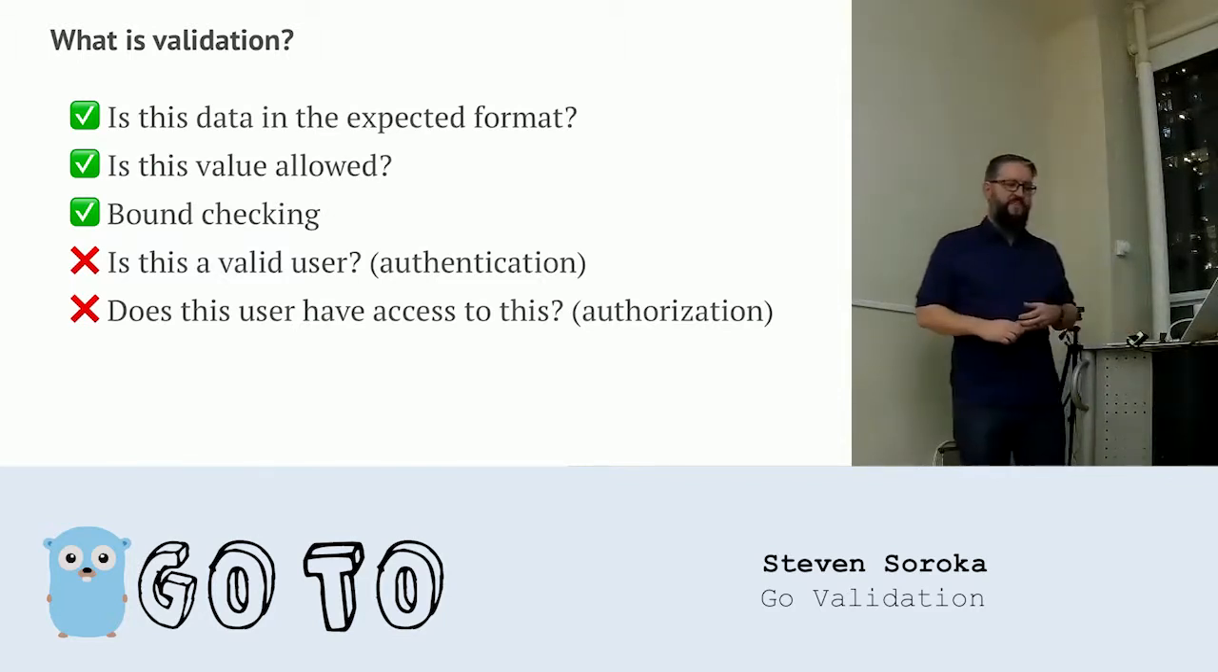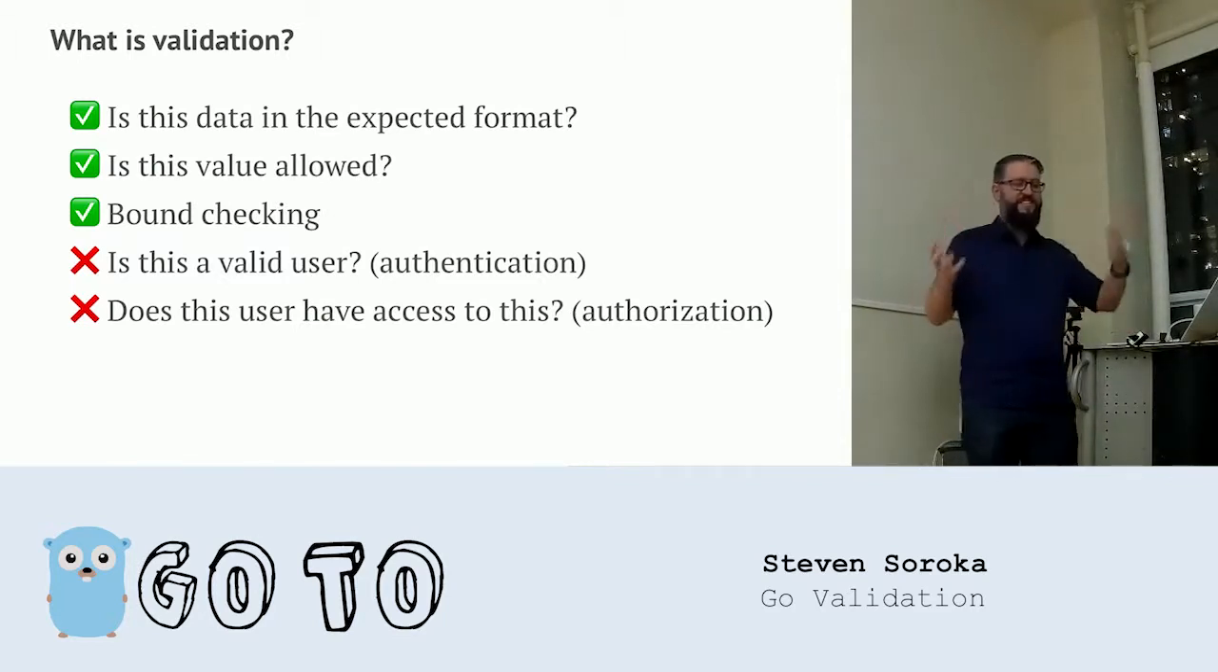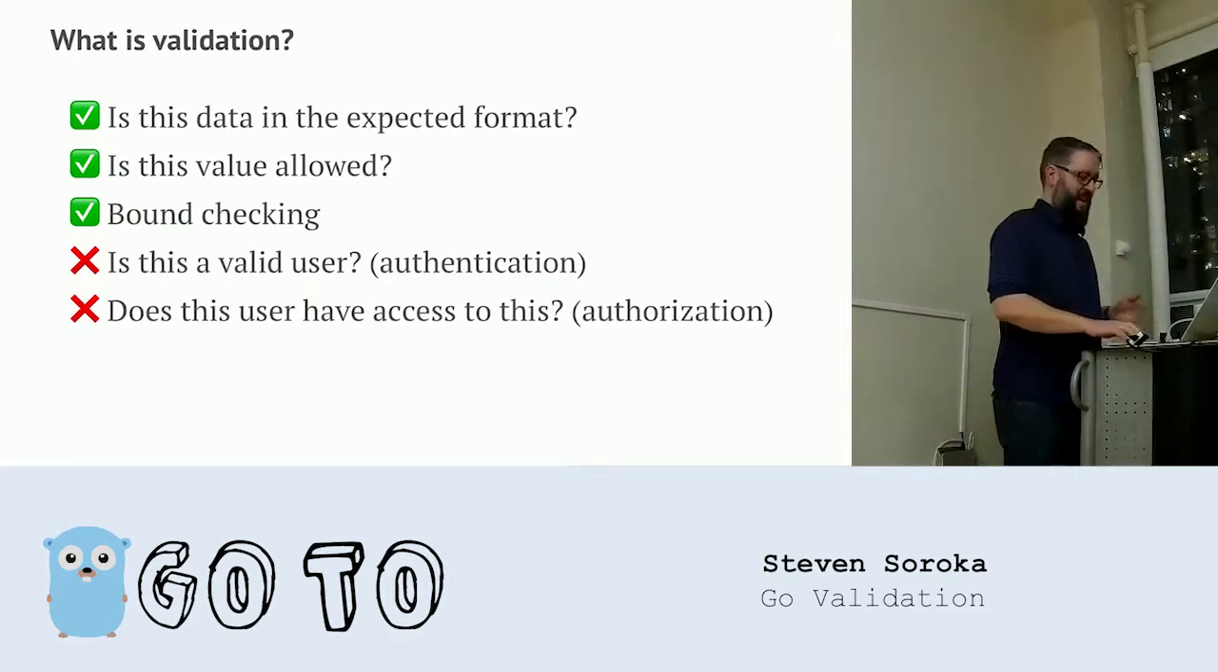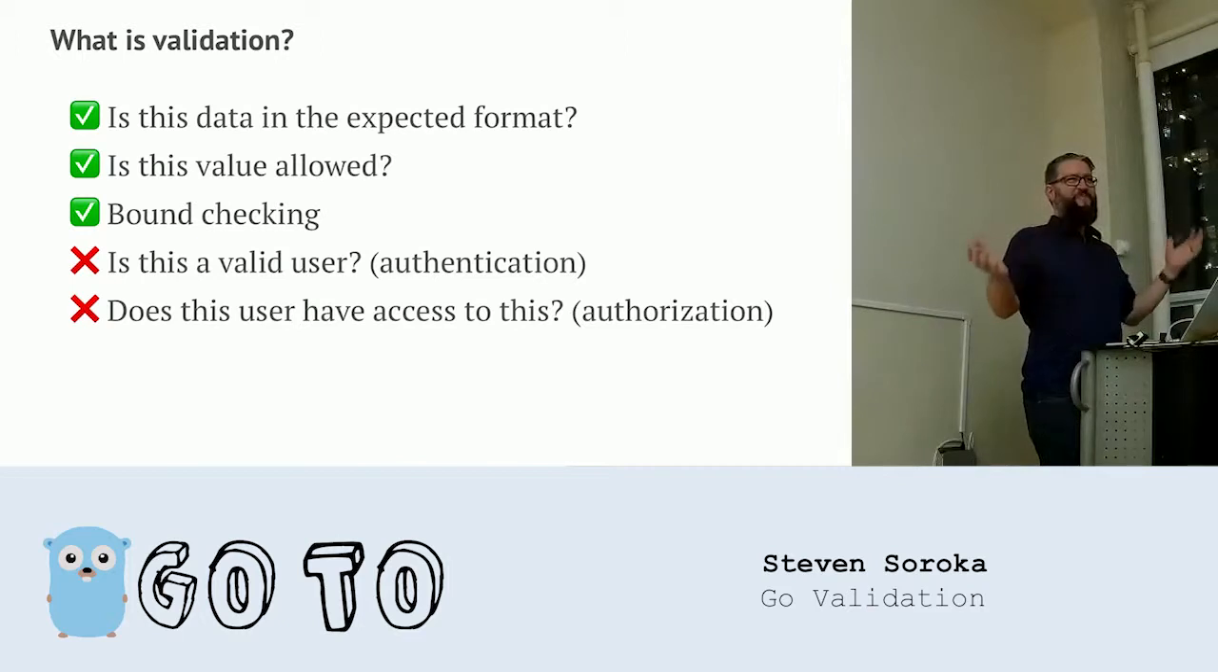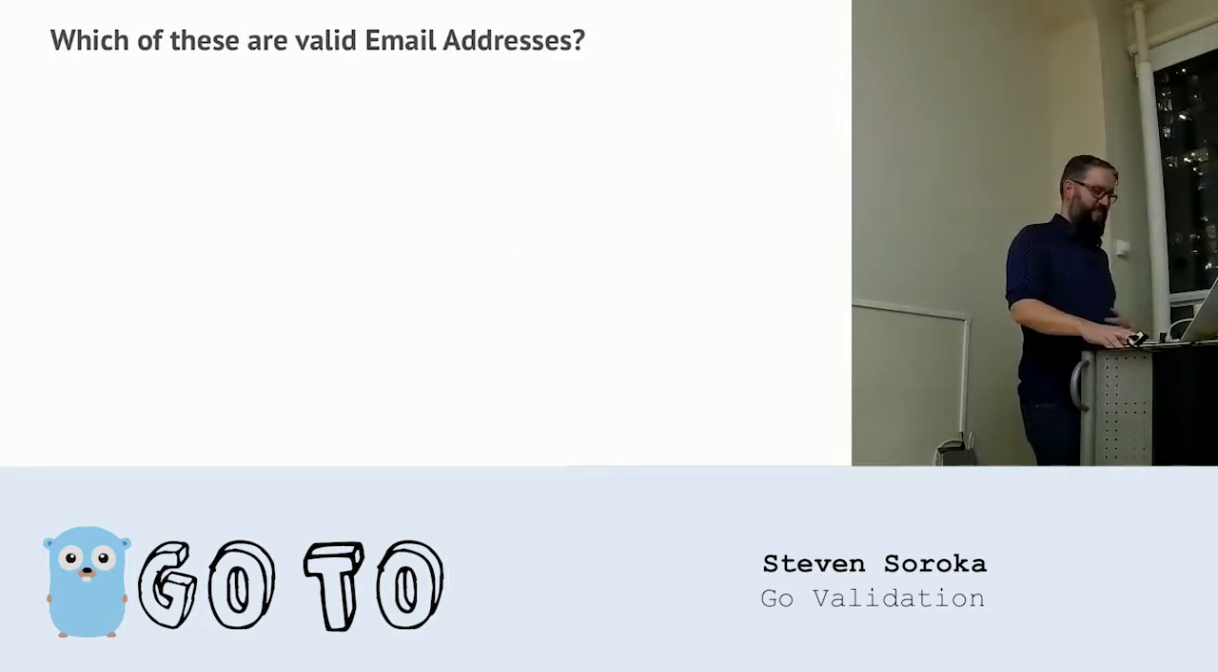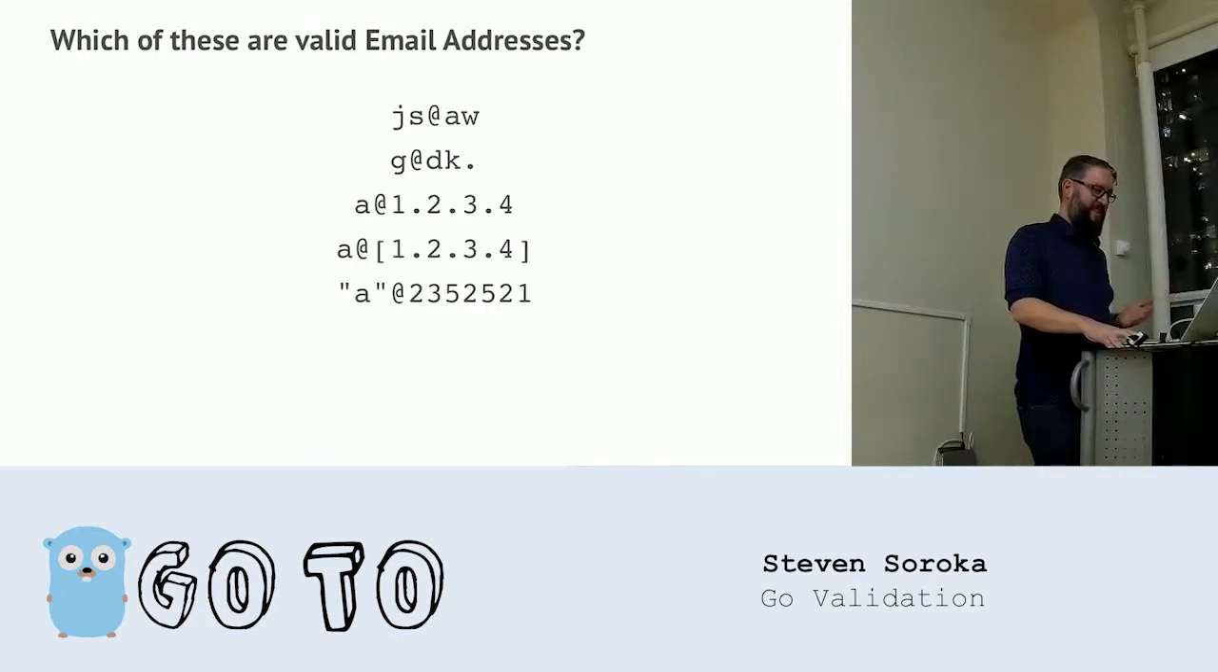The canonical example of email validation seems to be validating emails. So if any of you have done email validation, which I'm sure all of you have, you'll feel some of this pain, I think. And I'm just going to take a short tangent on this. Okay, quick quiz. Which of these are valid email addresses?